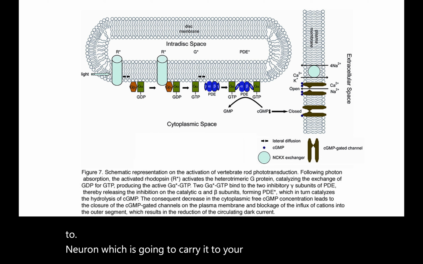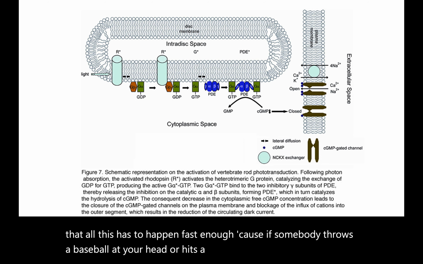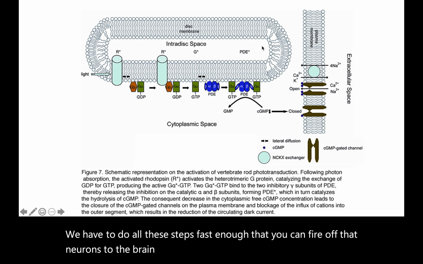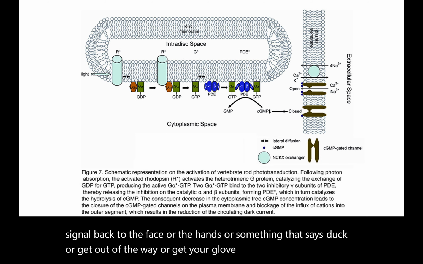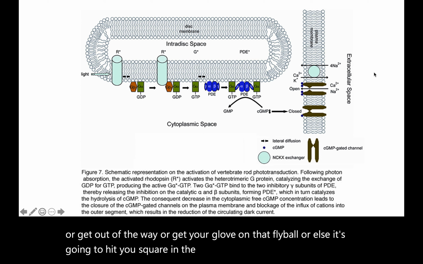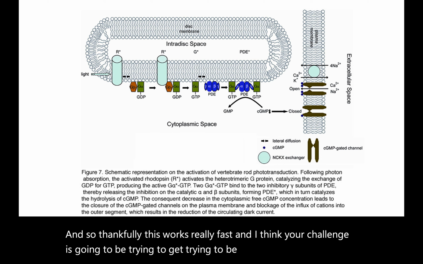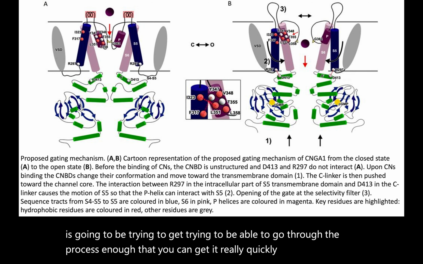Now remember that all this has to happen fast enough, because if somebody hits a baseball at your head, let's say, we have to do all these steps fast enough that you can fire off that neuron to the brain, interpret the signal, and send some kind of signal back to the face or the hands that says duck or get out of the way, or get your glove on that fly ball, or else it's going to hit you square in the face. And so thankfully this works really fast. I think your challenge is going to be going through the process enough that you can get it down really quickly so that you can talk about it.